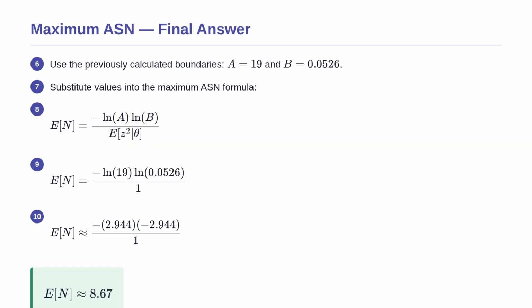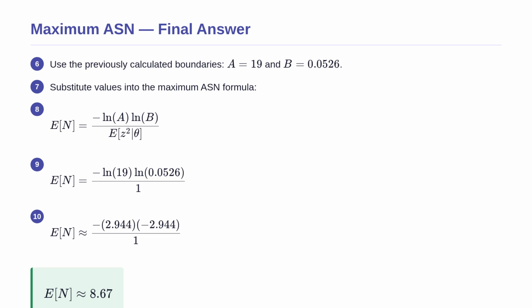Continuing with our calculation, we now plug this variance along with our previously calculated boundaries into the special maximum formula. We substitute 19 for A and 0.0526 for B. We calculate the natural logarithms, which give us approximately 2.944 and negative 2.944. Multiplying these together with the negative sign in front ensures our final sample size is positive. The result is approximately 8.67.